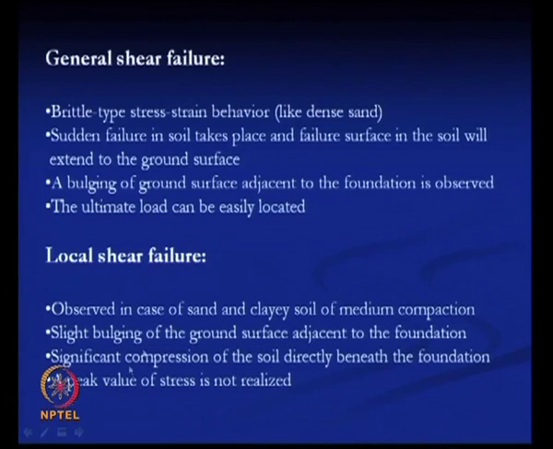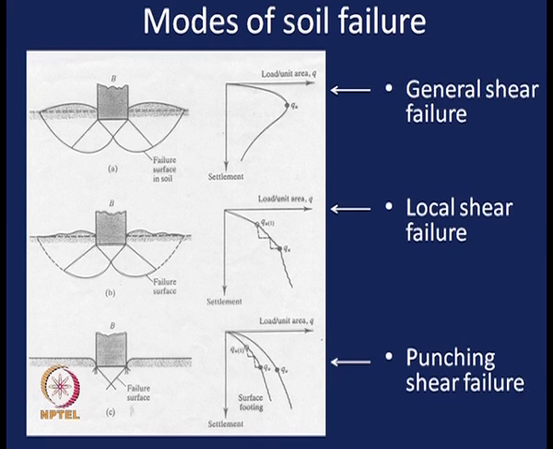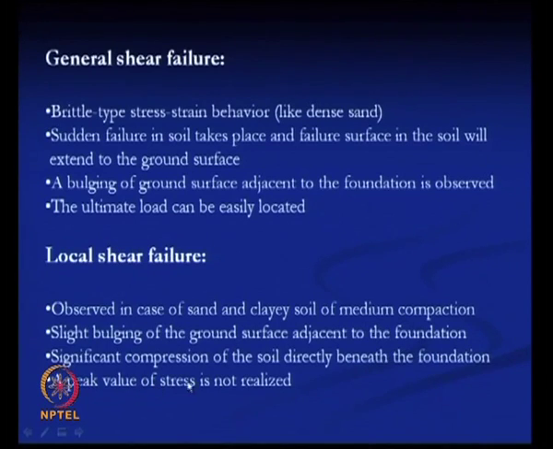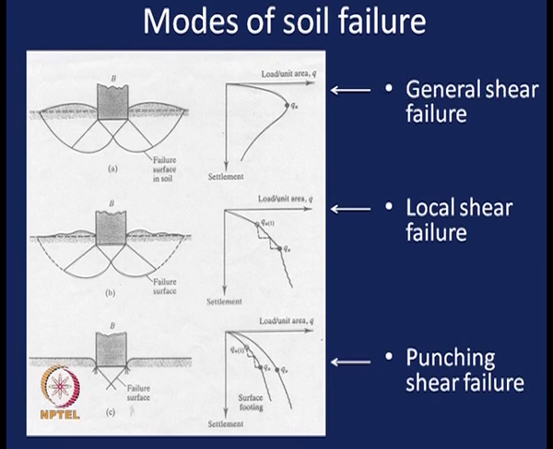Another characteristic is that significant compression of the soil directly beneath the foundation is observed. So, a significant amount of settlement or compression is observed beneath the foundation. A peak value of stress is not realized or located. From this graph, in the general shear failure we get a particular peak value, but in the local shear failure we do not get a particular peak. Any peak or failure point is not recognized.